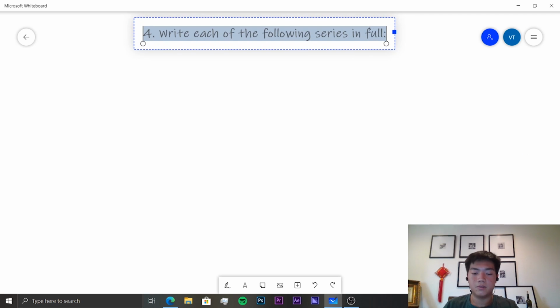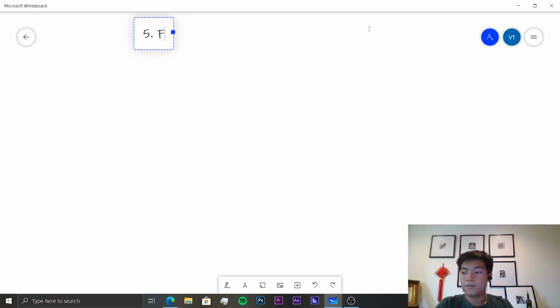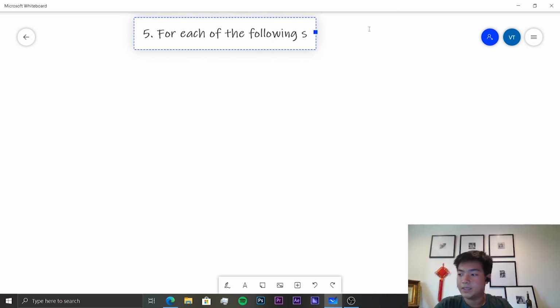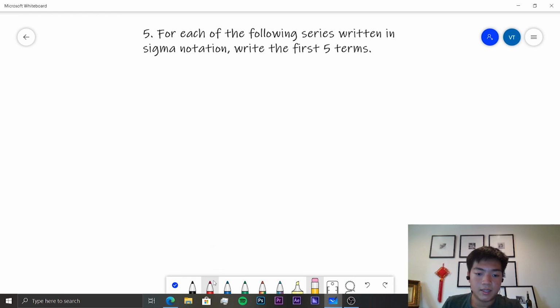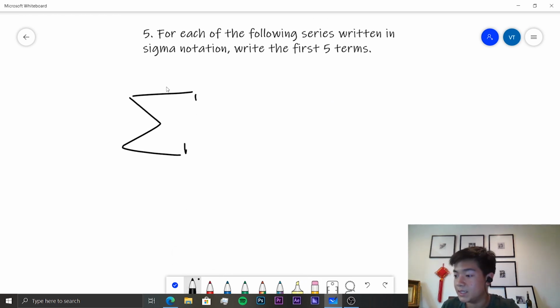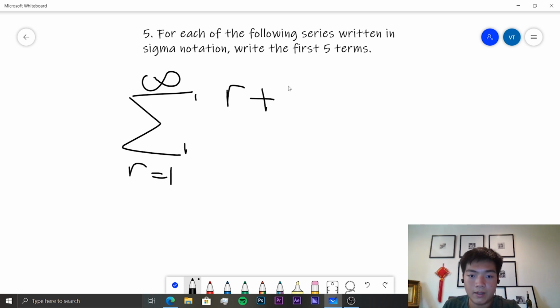We want to, for each of the following series written in sigma notation, write the first 5 terms. Okay. So let's see what the first series is. It ends at infinity, begins at 1, and it's equal to r plus 1 over r squared. So the first 5 terms will be 1, 2, 3, 4, and 5.